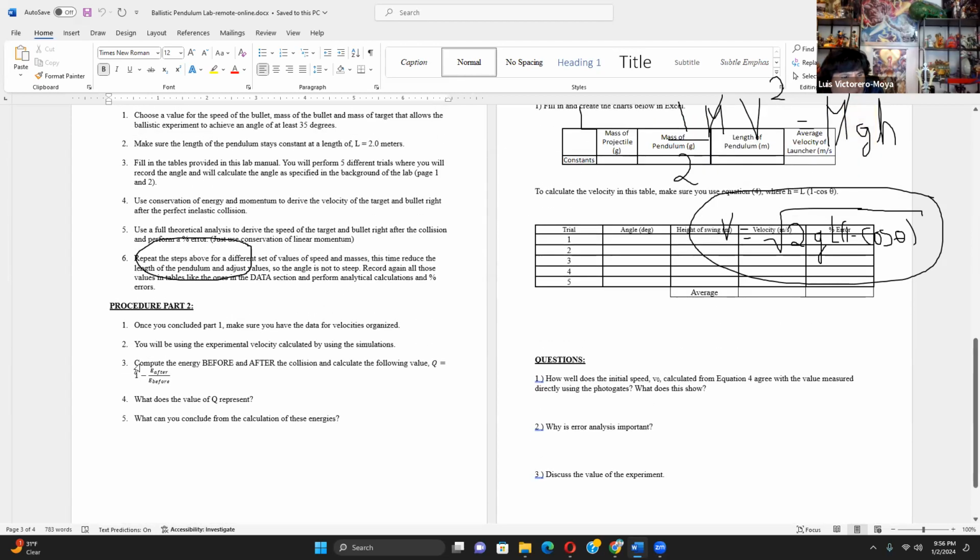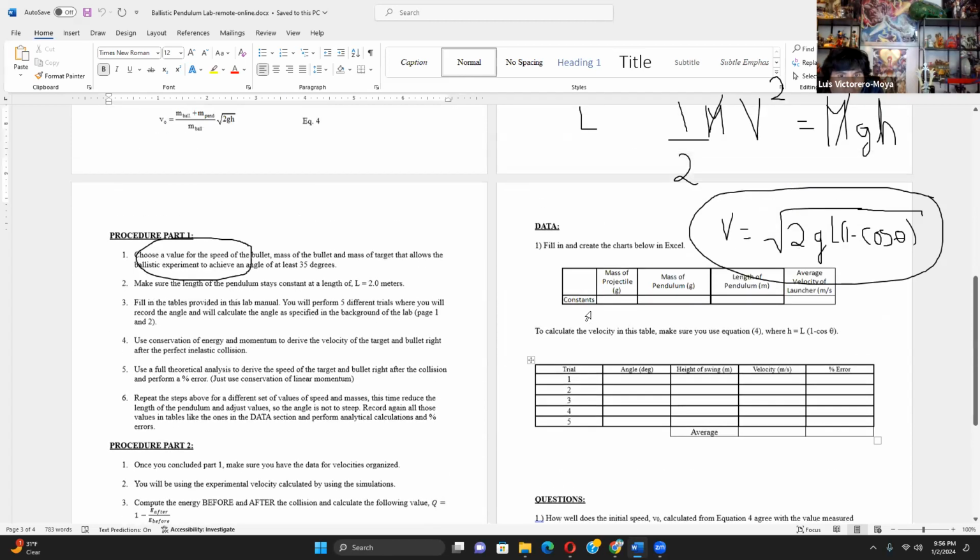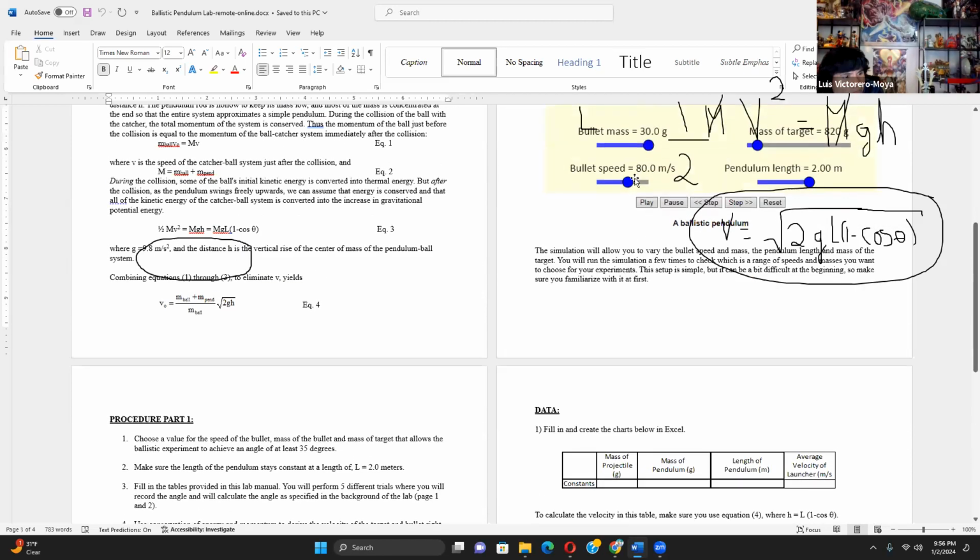Then you have the energy situation, where you want to compute the energy before and after the collision. The energy before is just 1/2 mv squared, so 1/2 the mass of the bullet times the speed of the bullet squared. And the energy after the collision will be mgh. So capital M, the mass of the ball plus the mass of the bullet, times gravity times the height. So again, L times 1 minus cosine theta.